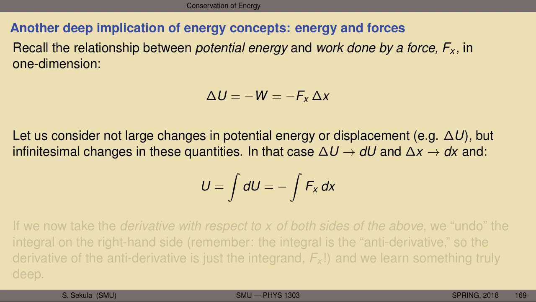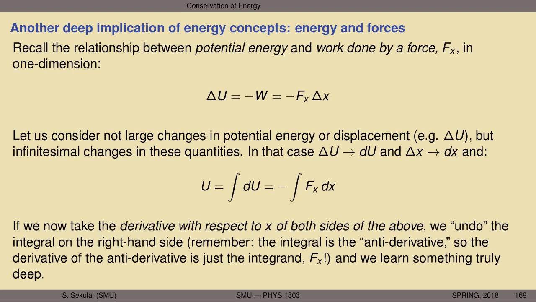So what if I take the derivative of both sides of the above equation? I take the derivative of U with respect to x, and I take the derivative of negative integral F_x dx with respect to x. Well, the left side of the equation will be one thing, and the right side of the equation will just be negative F. It will just return to me back the integrand of the integral. So that is, it will simply return to me F sub x.